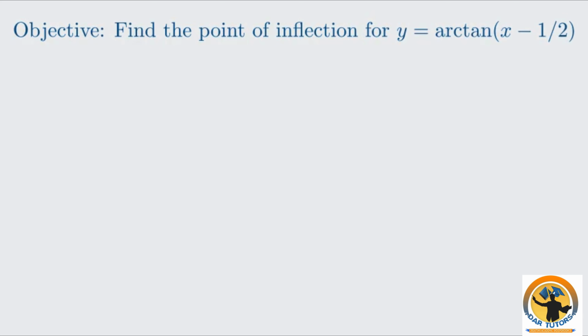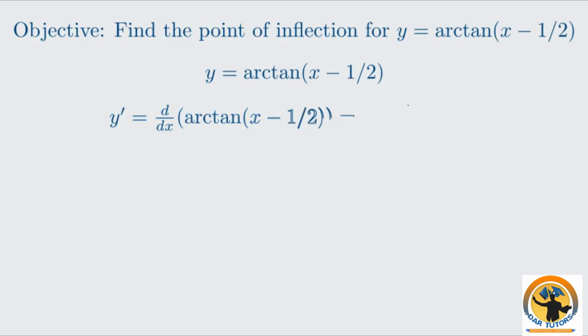Again, we start by finding the first derivative. Using the chain rule, the derivative of arctan of u is 1 over 1 plus u squared times u prime. Here u is x minus 1/2, and u prime is 1. So y prime is 1 over 1 plus the quantity x minus 1/2 squared.